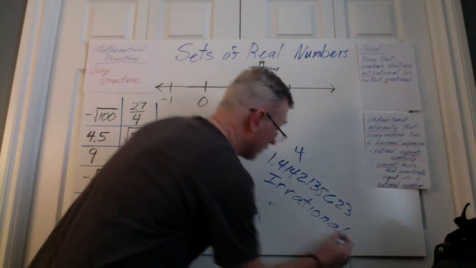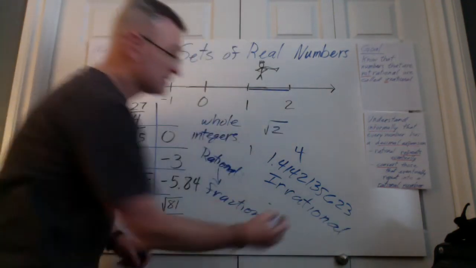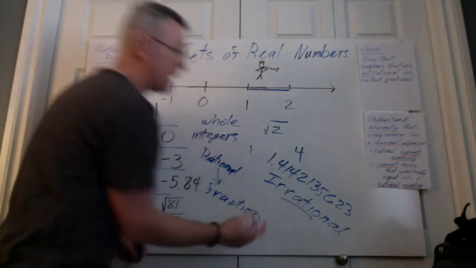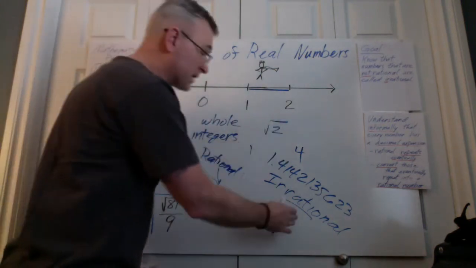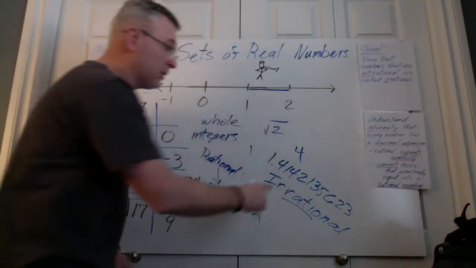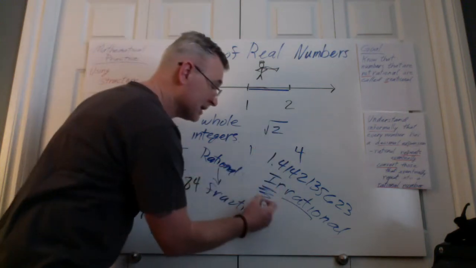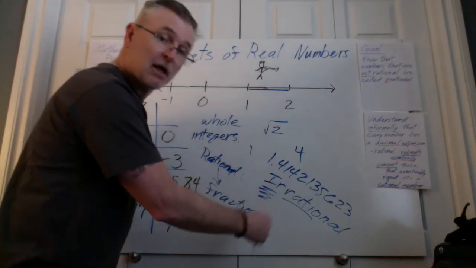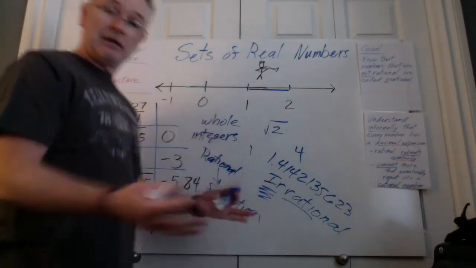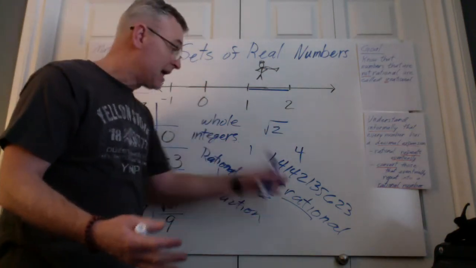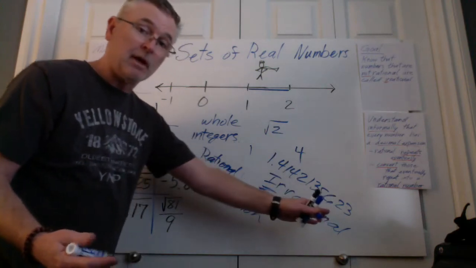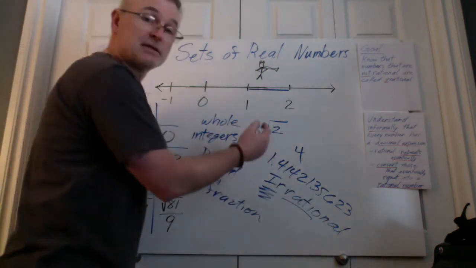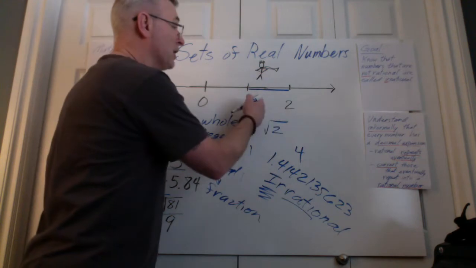The word rational means it's a ratio or a fraction. And if it's a fraction, it's rational. But if it is not rational, it's not a fraction. Therefore, it doesn't end and it doesn't repeat. Okay? But it's still on the number line.